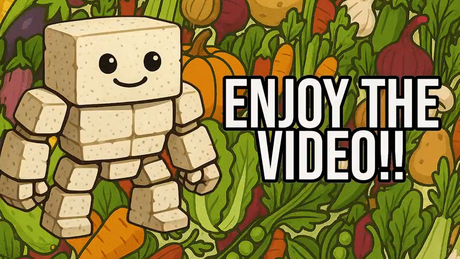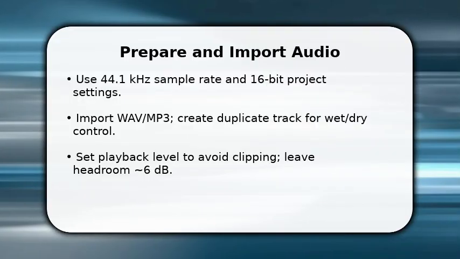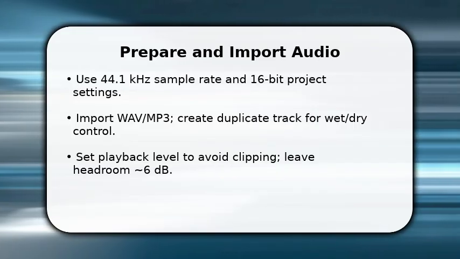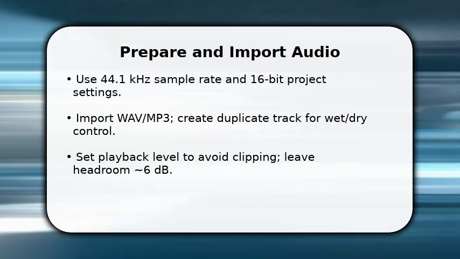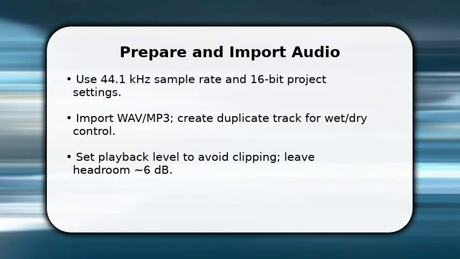Please enjoy the video. You start by opening Audacity and importing your vocal file. Make a duplicate track immediately so you can blend processed and clean signals. Set the project to 44.1 kHz and 16-bit, and lower master gain to leave about 6 dB headroom to avoid clipping. Once done, select the duplicate and zoom in to view breaths and clicks.